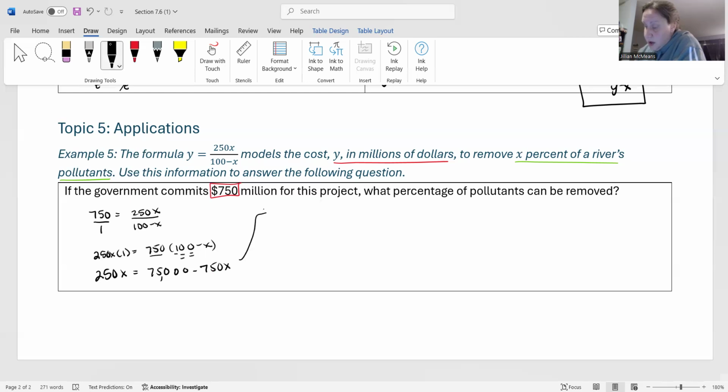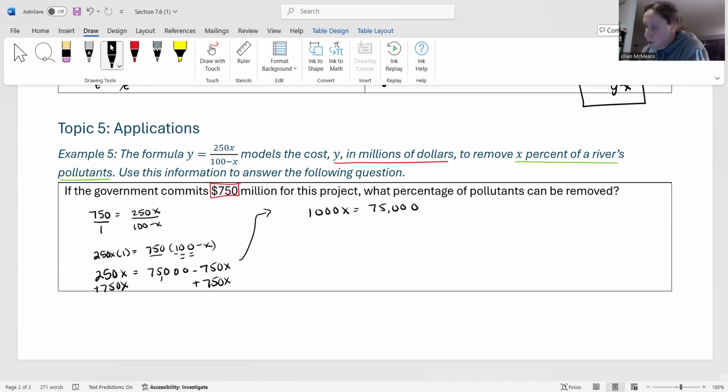So now we want to solve this. I am going to scoot this up here. I'm out of room. So my next step is I want to get all of the x terms on the left, constants on the right. So I want to move my 750x to the left by adding it. So 750x plus 250x is what? 1,000. Yeah, so we get 1,000x equals 75,000. So our 250 plus 750 is 1,000. So we get 1,000x equals 75,000.